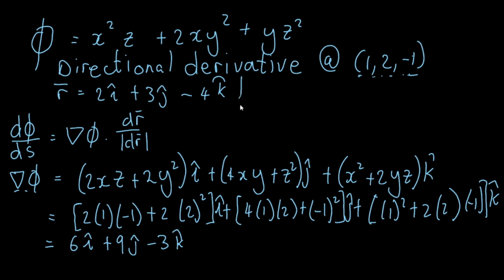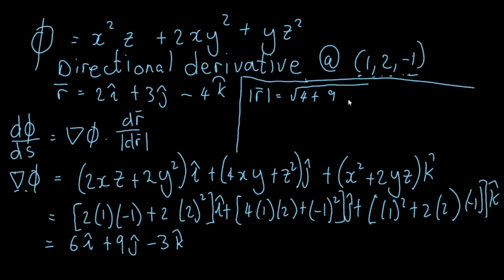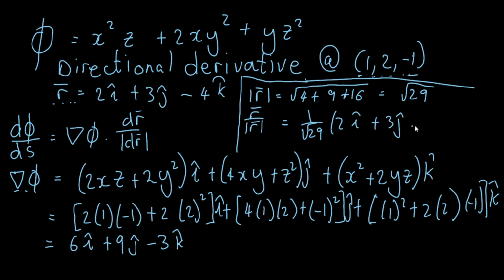Now we want to compute the unit vector in the direction of r. So how do we do that? We can just do it here quickly. We take the magnitude of r. That's the square root of 2 squared, which is 4, plus 3 squared, which is 9, plus minus 4 squared, which is 16. That gives us the square root of 29. So we'll write r over the magnitude of r as 1 over the square root of 29 multiplied by the vector r, which is 2i plus 3j minus 4k.